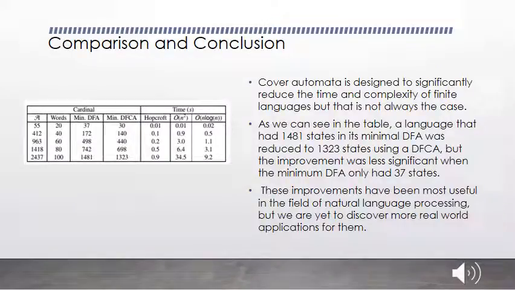Cover automata is designed to significantly reduce the time and complexity of finite languages, but that is not always the case. As we can see in the table, a language that had 1,481 states in its minimal DFA was reduced to 1,323 states using a DFCA, but when the language only had 37 states in its minimal DFA, it was reduced down to just 30. These improvements have been most useful in the field of natural language processing so far, but we are yet to discover more real-world applications for them as the research progresses.